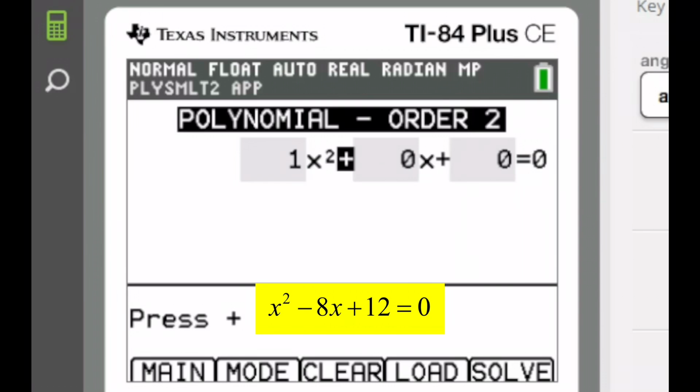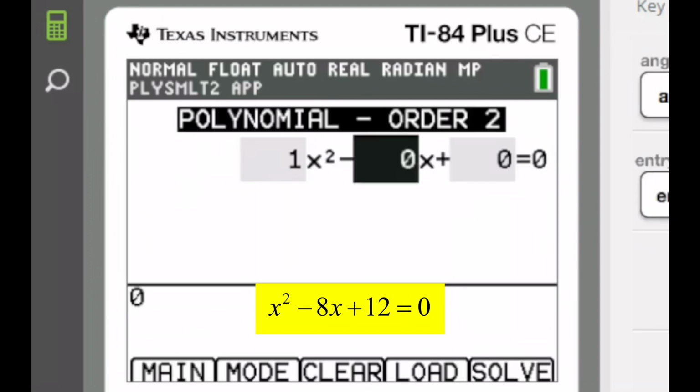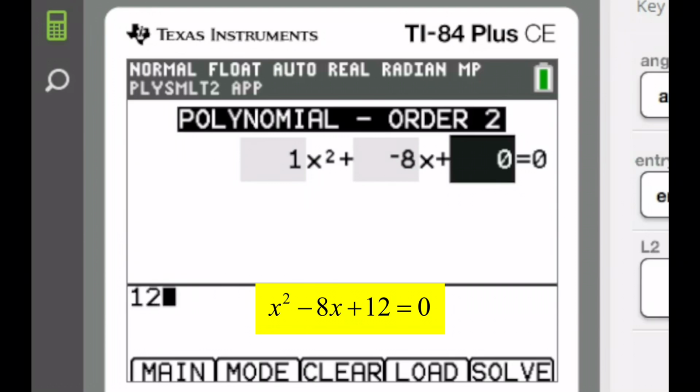We have two different ways to input the next coefficient. We can either change this symbol to minus and then input 8, or we can simply keep every symbol as plus and input negative 8 here, as we know that plus a negative number is equivalent to minus a positive number. And the constant term is positive 12, so I choose plus and then 12 here.